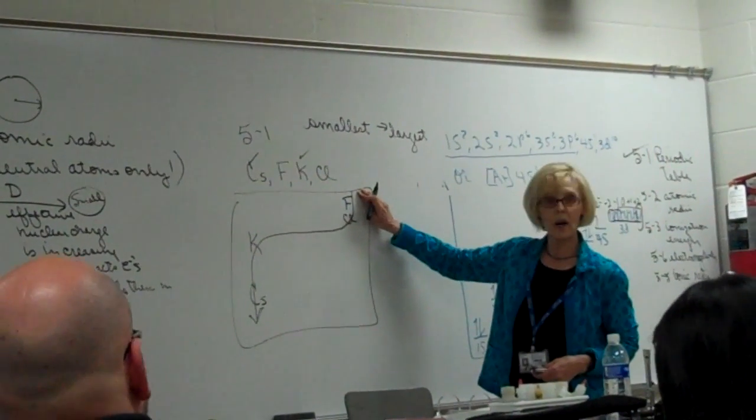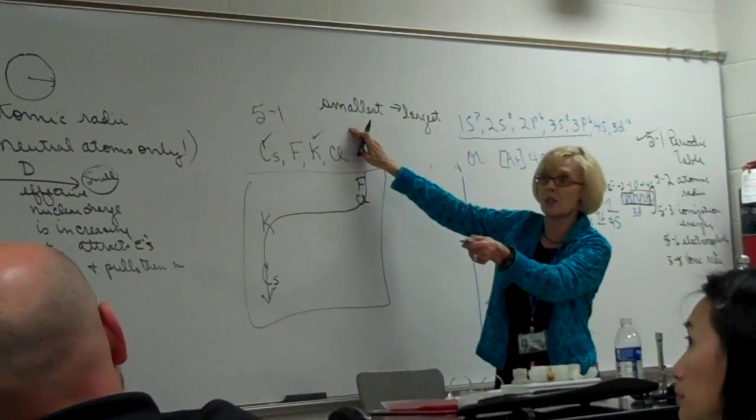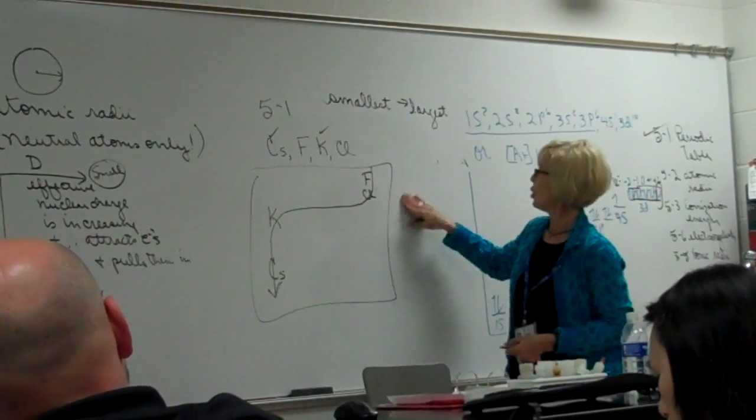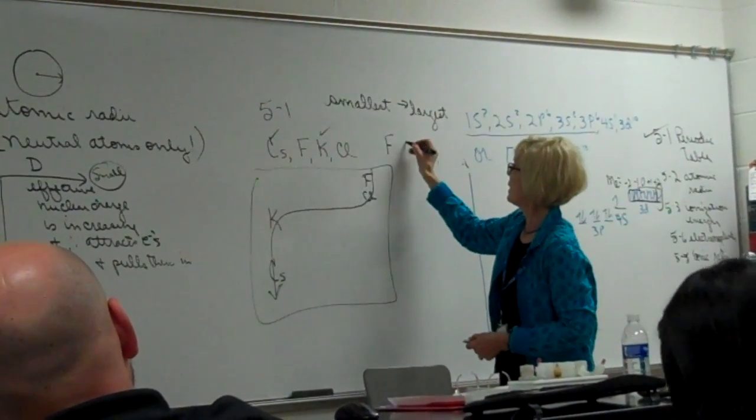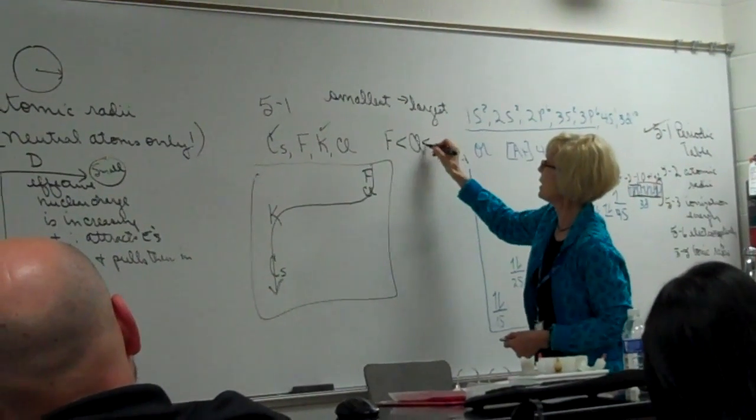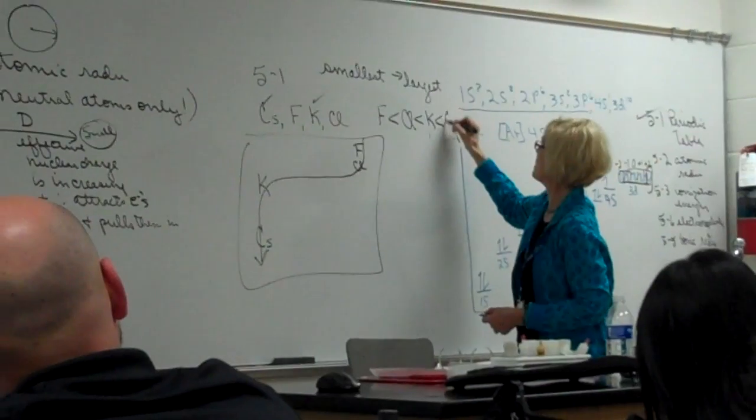So you start at the hot spot for the small ones, because remember, we translated increasing order to mean smallest to largest. So, who's the smallest of them all? Fluorine. Okay, who comes in next? Chlorine. Who comes in next? Potassium. Who comes in dead last? Cesium, or largest.